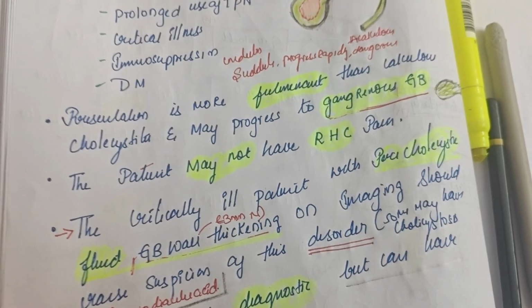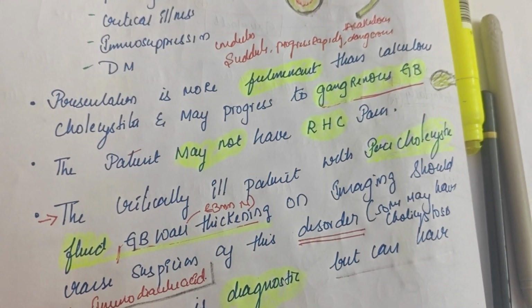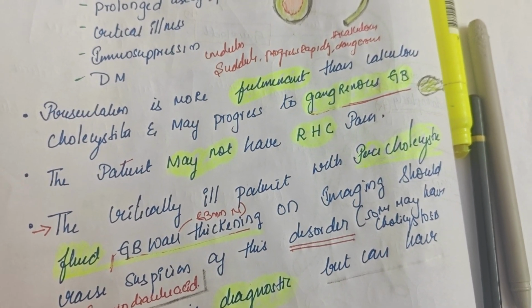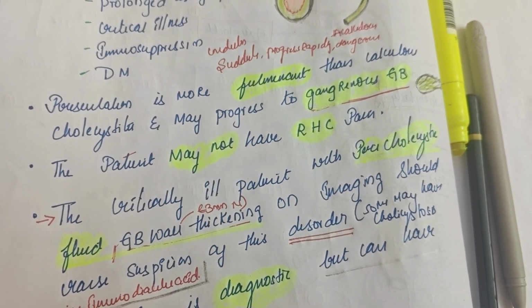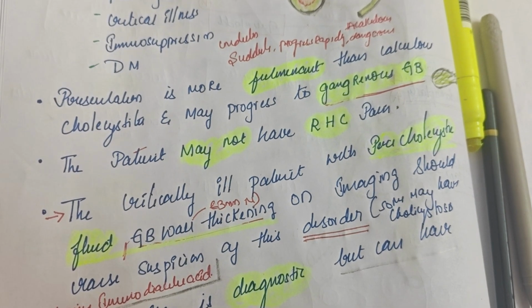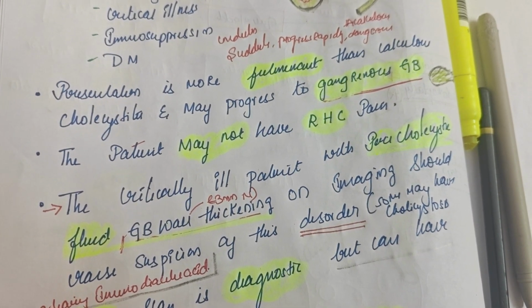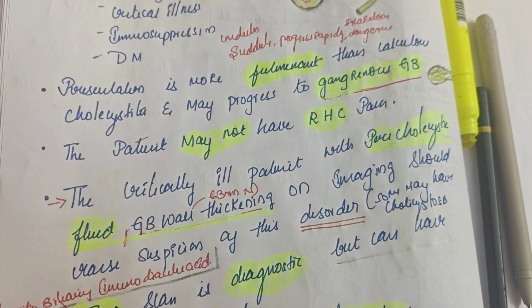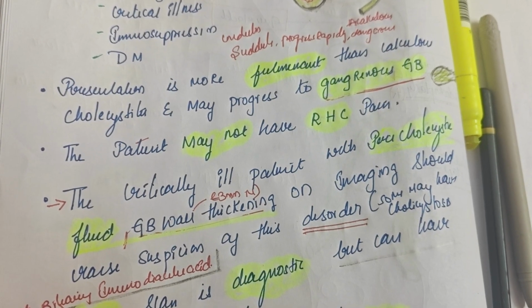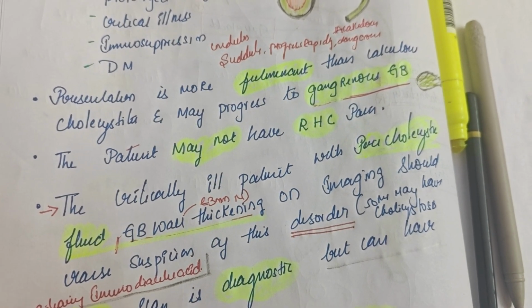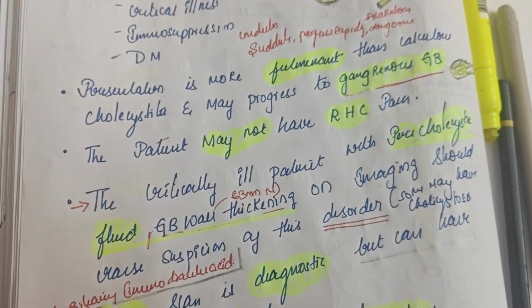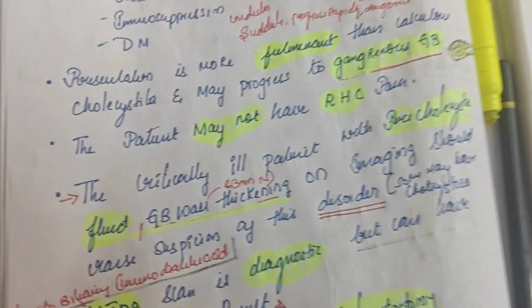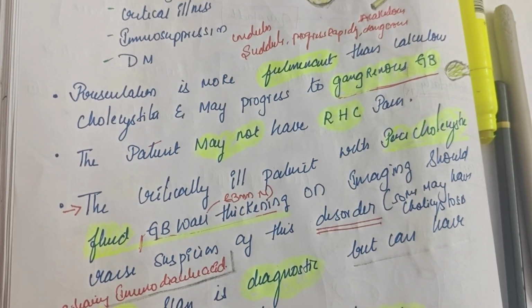What do you mean by fulminant? It is more dangerous and progressive than calculus cholecystitis, and may progress to a gangrenous gallbladder. Now, this is so dangerous, right? In the presentation, the patient can have gangrene here. So it is more dangerous than calculus cholecystitis, and the gallbladder can go into a gangrenous state because of decreased or no blood supply.